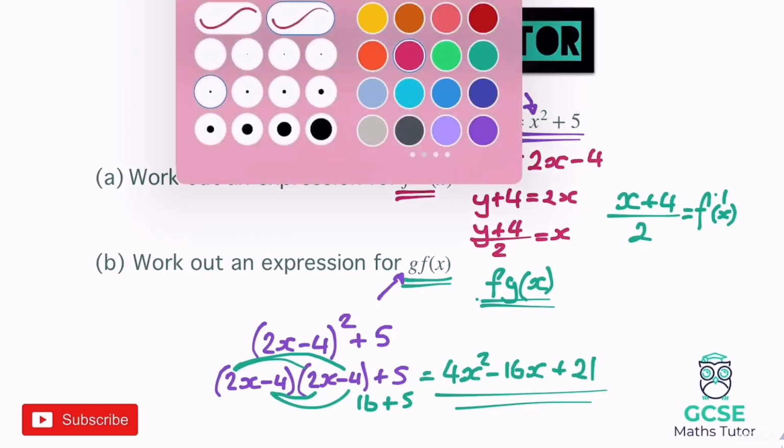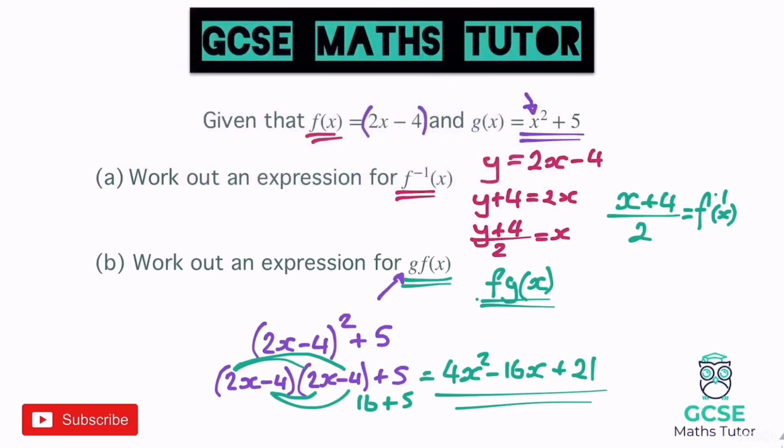You could also be asked to sub a number in, so it might say something along the lines of f, let's do it the other way round, fg, I don't know, 2. And in that case that means what's f when g is 2? So you put 2 into g, and if you put 2 into g you get 2 squared plus 5, which is 9. And then you put 9 into f. So what is f when g is 2? Well, when g is 2, we get the answer 9.